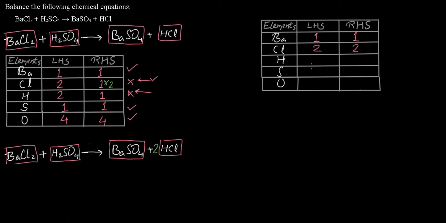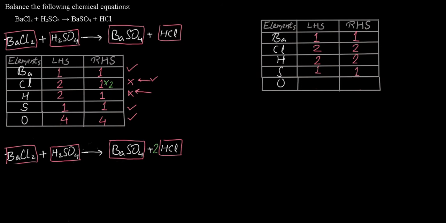Now for hydrogen, let's count hydrogen. On the LHS we have 2 of hydrogen, and on the RHS we have hydrogen H taken 2 times. So we have 2 of hydrogen on both sides. 2 atoms on the left hand side, 2 atoms on the right hand side. Let's count sulfur now. We have 1 of sulfur on the LHS, 1 on the RHS. So let's write that down. 1, 1.